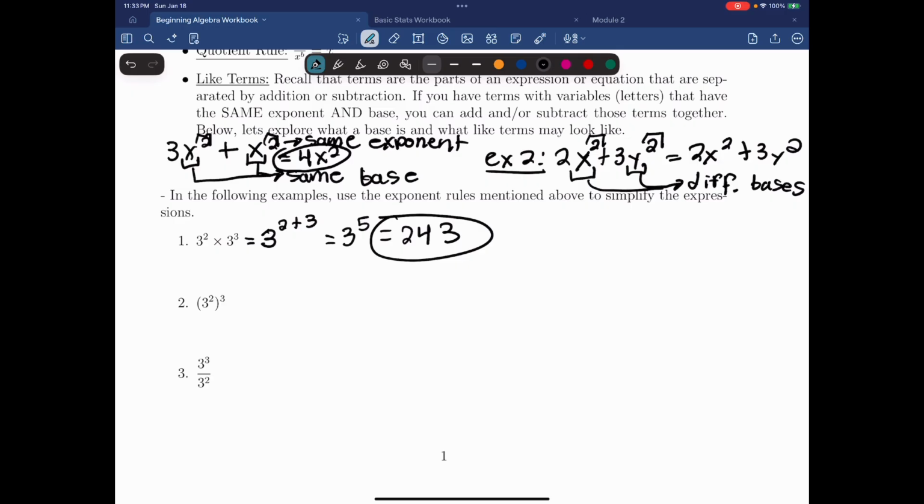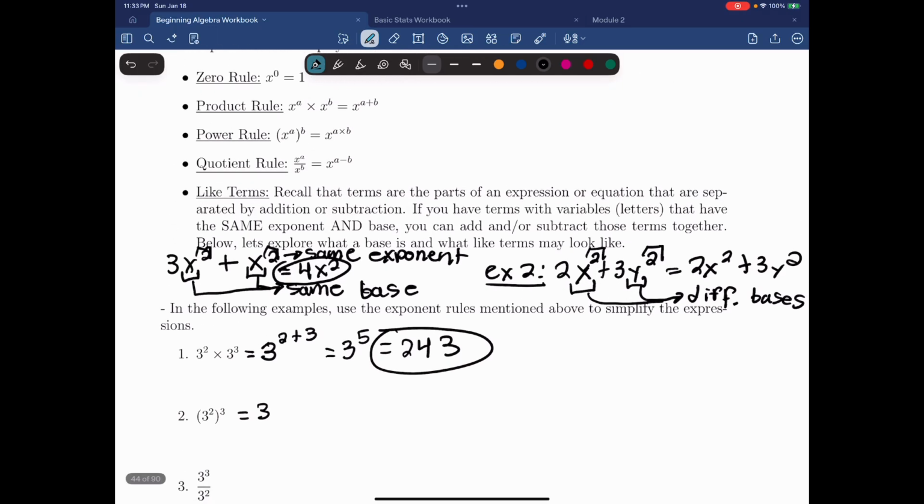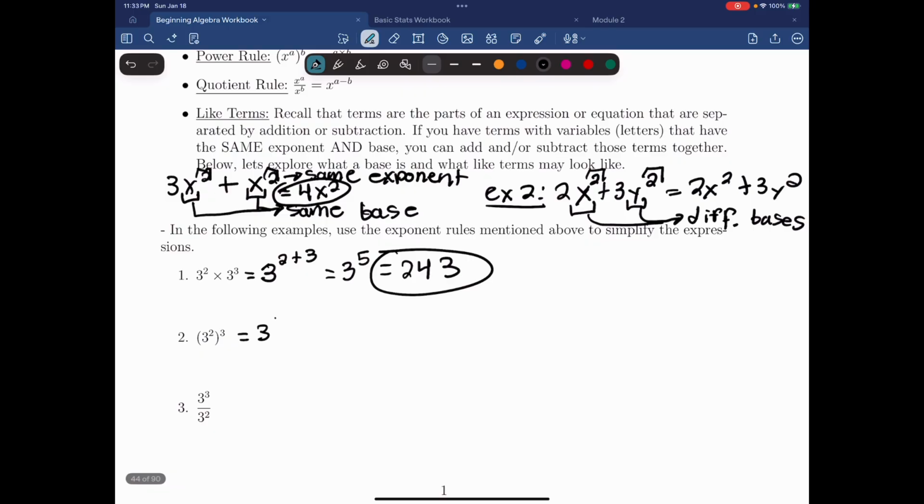Looking at example number 2, we have 3 squared raised to the 3rd power. So I encourage you to actually pause the video and see if you can figure this one out on your own. And assuming you've given it a go, let's go through it. So we have 3. Now let's look at our exponent rules. In this case, we're going to use the power rule, which states that we need to multiply the exponents together.